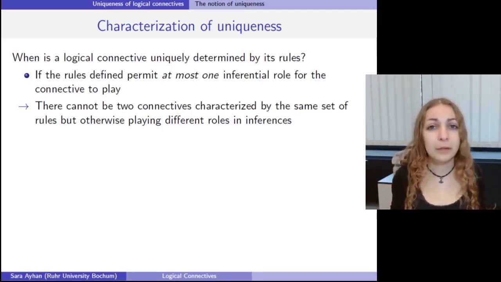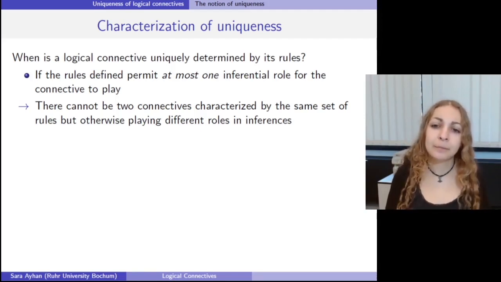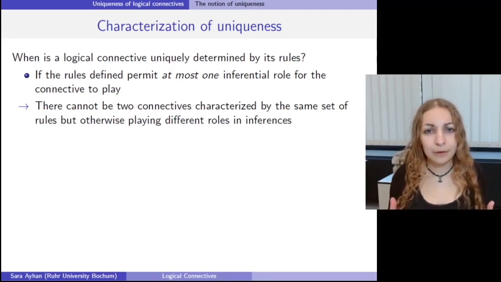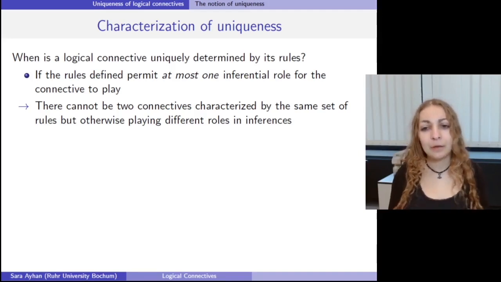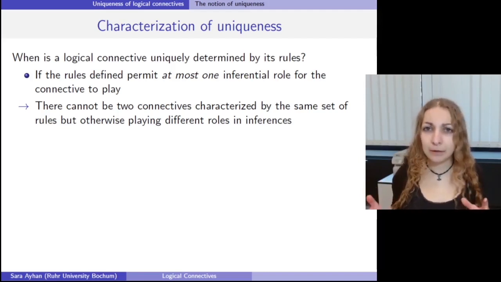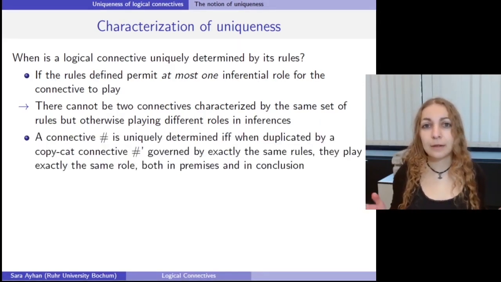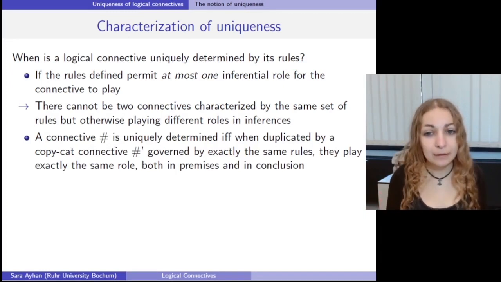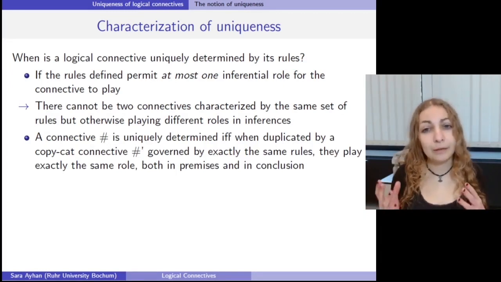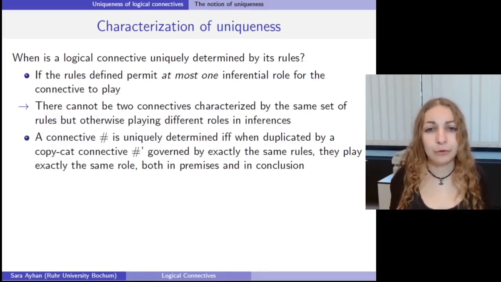So we have a connective, let's take conjunction for example. We have our introduction and elimination rules for conjunction. The question is then, do these rules define the connective in a way that they permit at most one inferential role for the connective to play? So it must be the case that there cannot be two connectives characterized by the same set of rules, but otherwise playing different roles in inference. So we say that a connective is uniquely determined if and only if, when it's duplicated by a copycat connective governed by exactly the same rules, they play exactly the same role, both in premises and in conclusion.